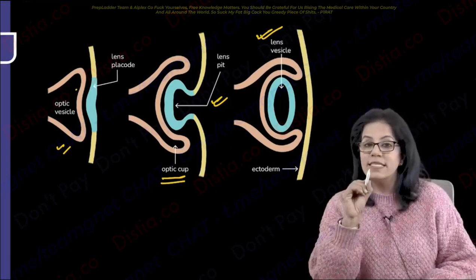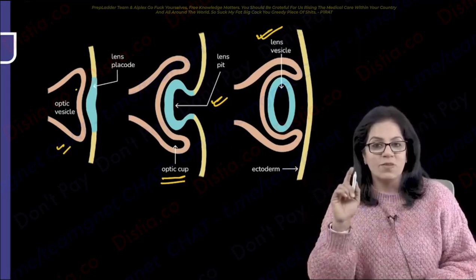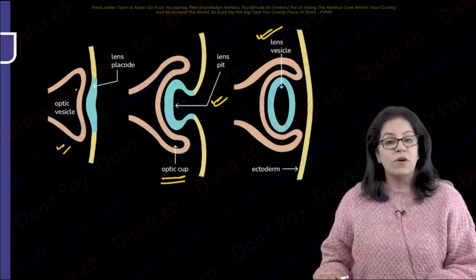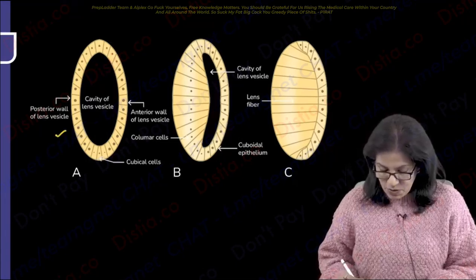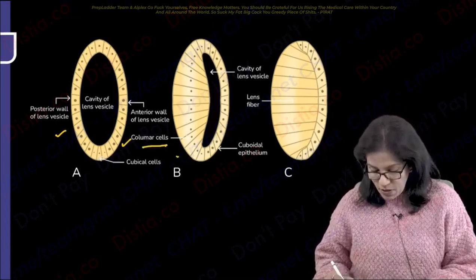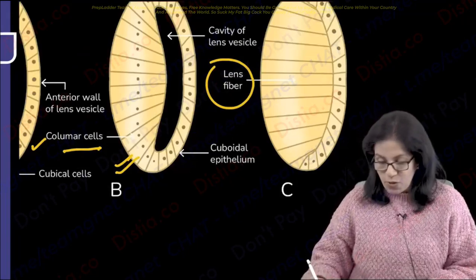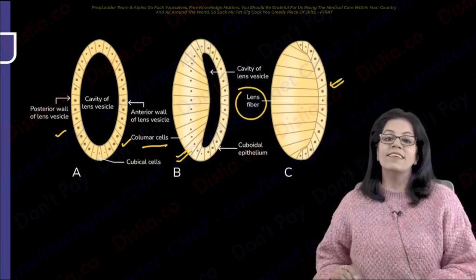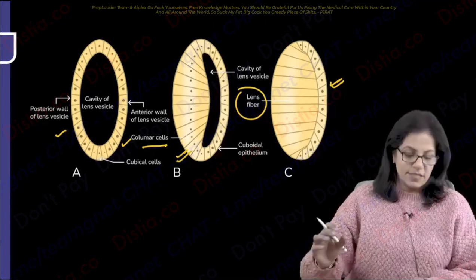This is the reason, though lens is an internal structure, it is derived from surface ectoderm, and that is why it is a commonly asked question. Got it? Now, we also know about the story of the lens, how the lens initially has both anterior and posterior epithelium, cuboidal cells. Slowly these posterior cells will form columnar cells and change into lens fibers. Therefore, an adult lens has only a single layer of anterior epithelial cells. Correct?